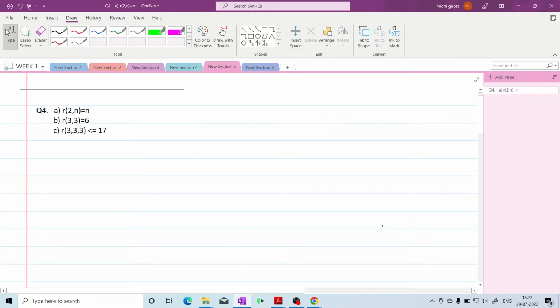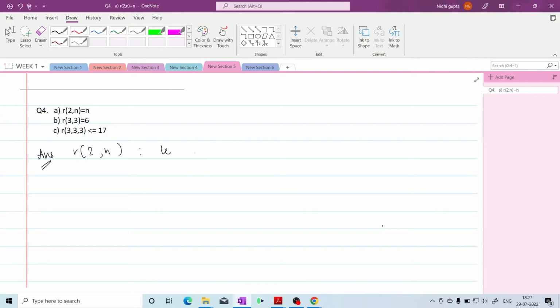Now next question. So next are some easy examples of Ramsey's theorem. The first one is very simple, just to see the application of definitions. So what is R(2,n)? We want to find the least p such that Kp, which is the complete graph over p vertices, with two colors, suppose the first color is red and the second color is blue.